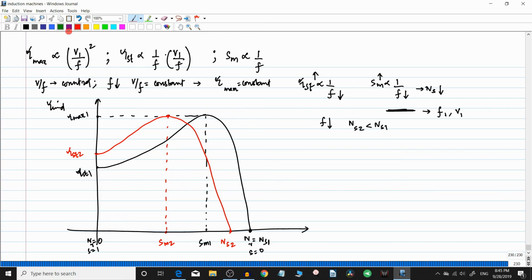So for a particular load torque, I forgot to put the load torque here. So for a particular load torque, say this value here. So we'll just put it in a green color. Okay, so for a particular load torque, let us see the different values here.